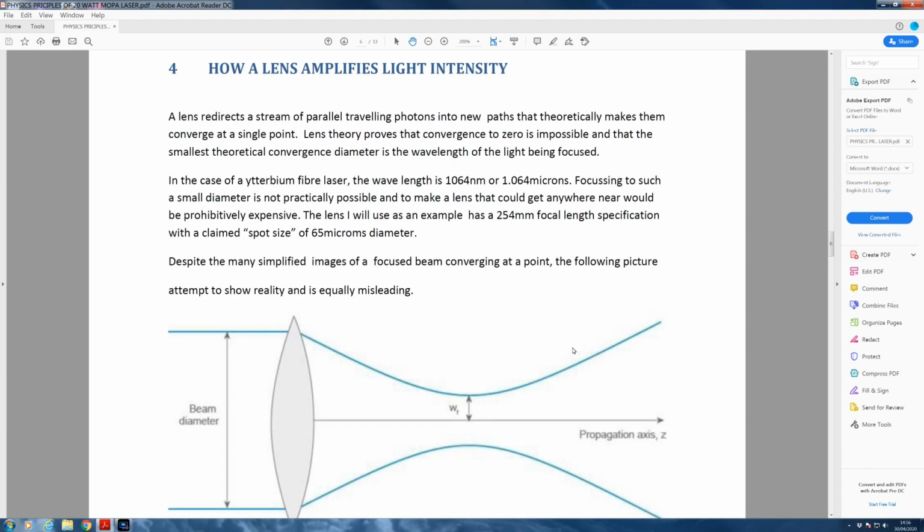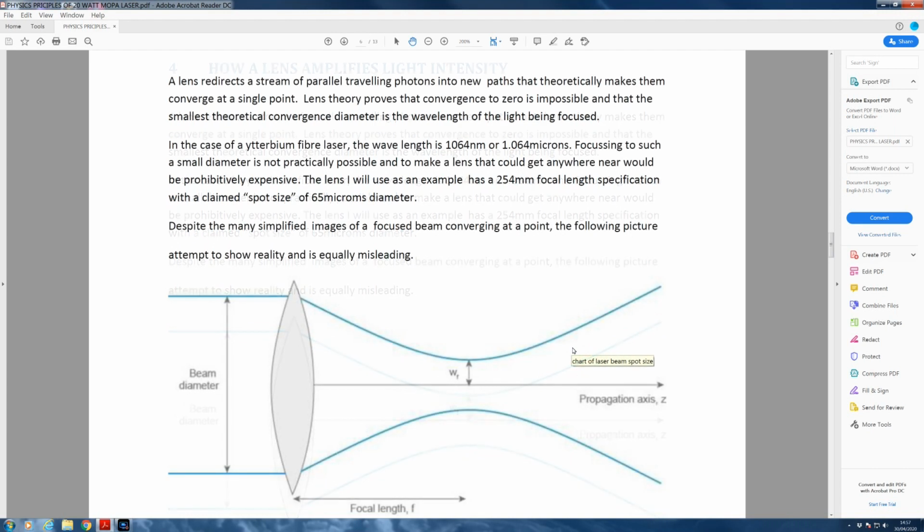Okay, now we come on to something rather interesting, which gets us into a very controversial area, because this is not an area where I can find any information. The only information that I've got is information that I've developed for myself. This is lens theory, and everybody seems to rely on lens theory and not what happens in practice. And I have had to investigate what happens in practice because I could not make lens theory agree with what I was observing. You cannot focus light to a point any smaller than its wavelength. So the smallest possible spot we could get for this fibre laser is roughly 1 micron.